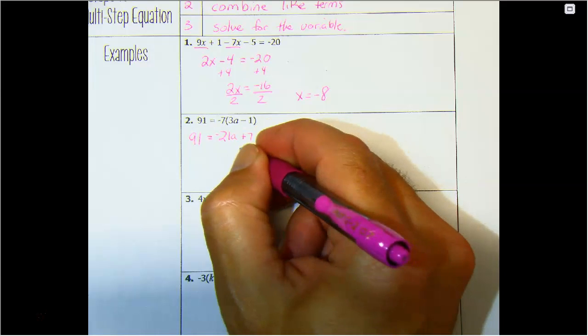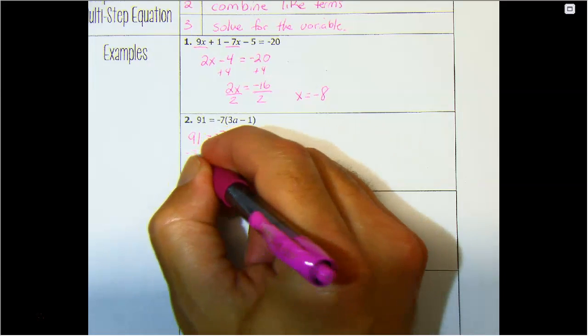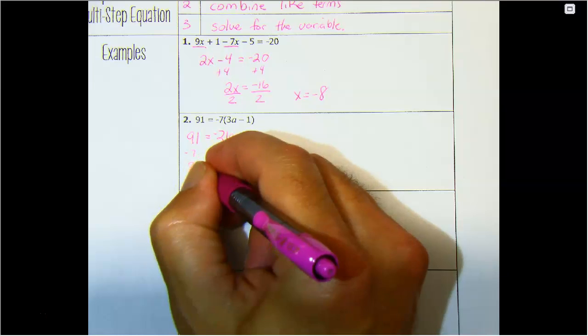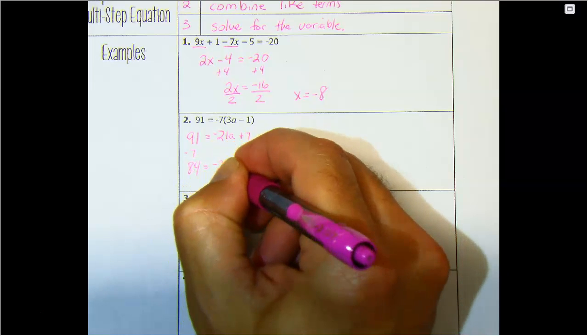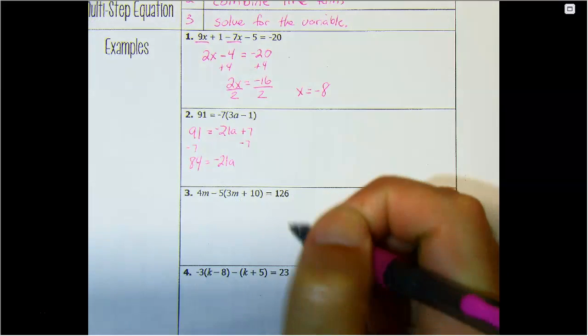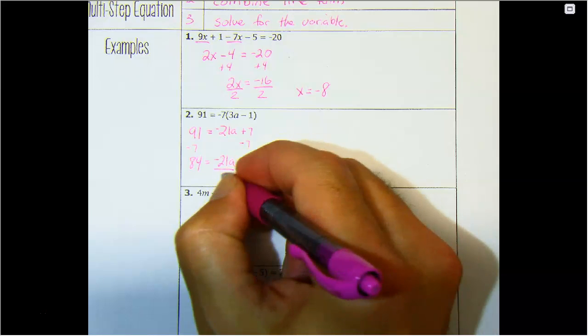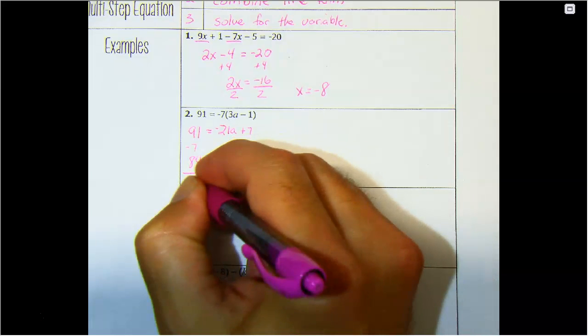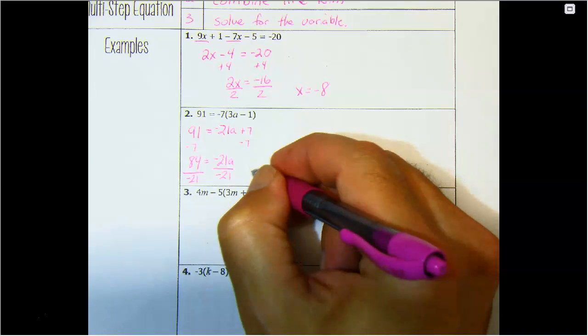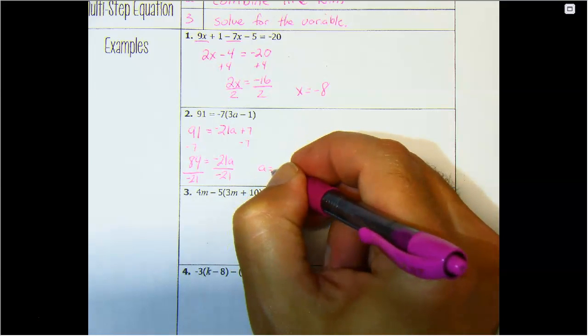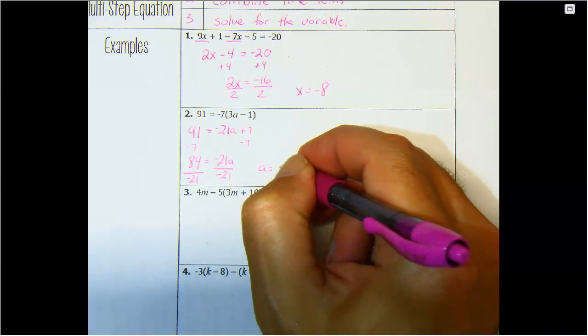We're going to isolate a. We're going to subtract the 7, subtract the 7. So that means we get 84 is equal to negative 21a. In my effort to get a by itself, we're going to divide by the negative 21. And so that means that a is going to be negative 4.